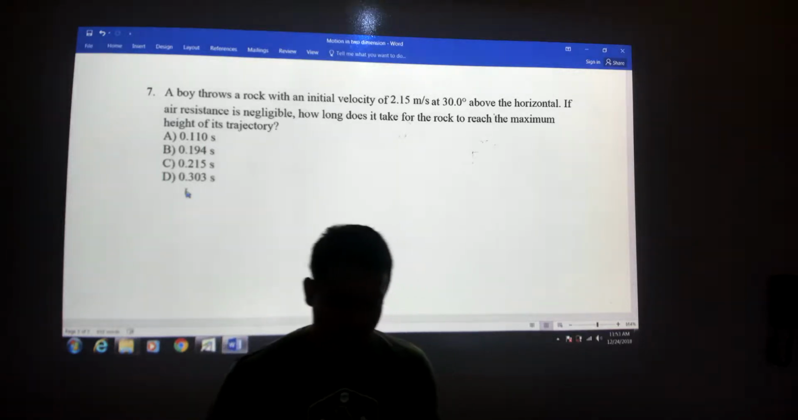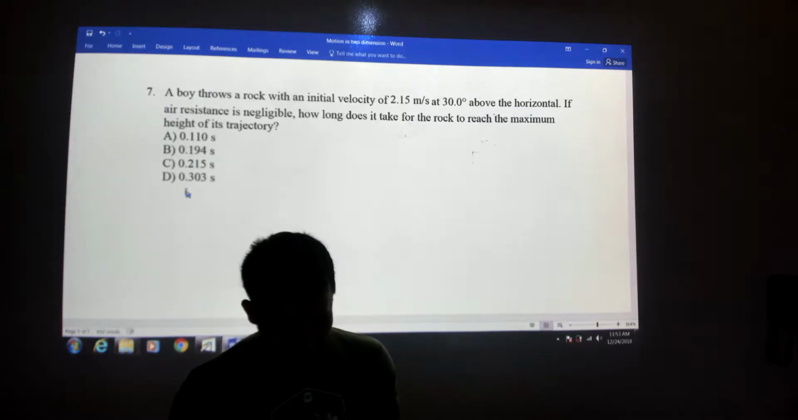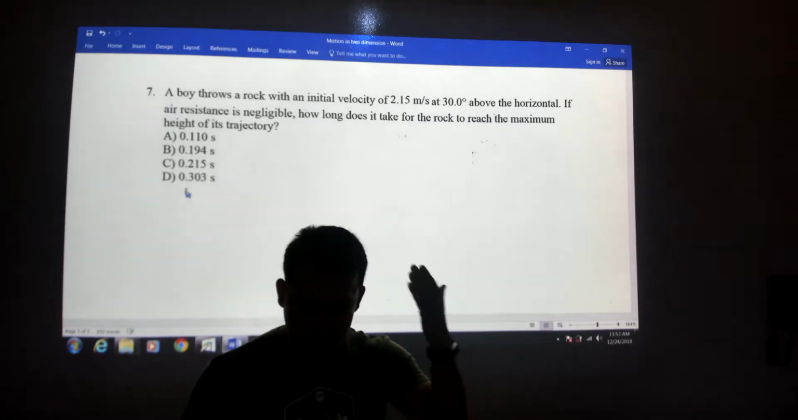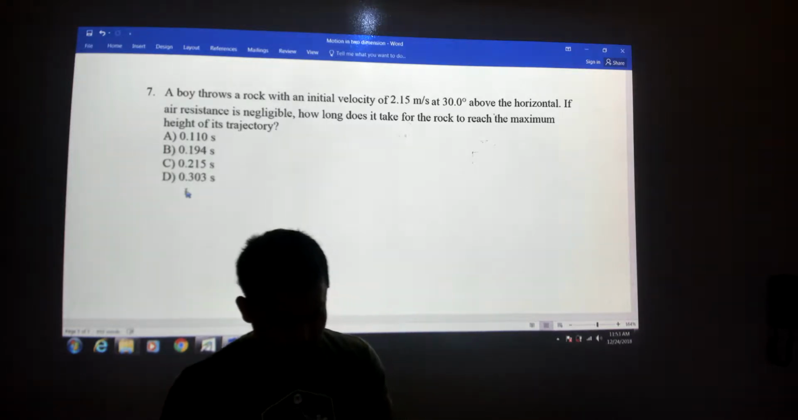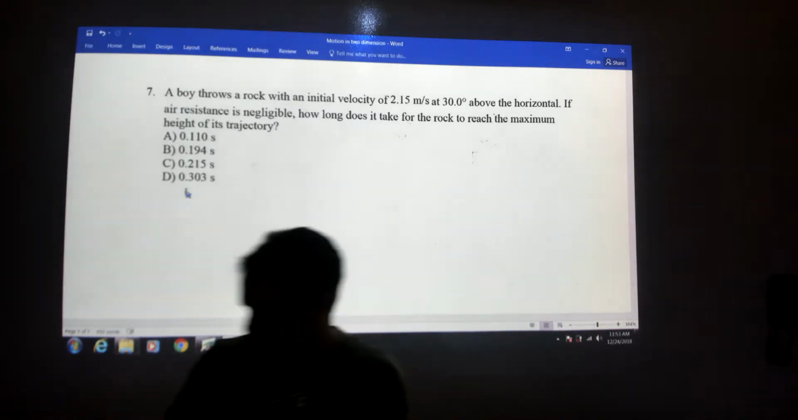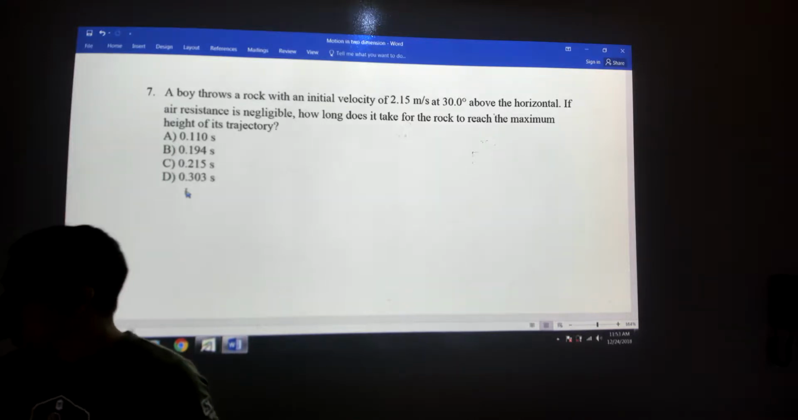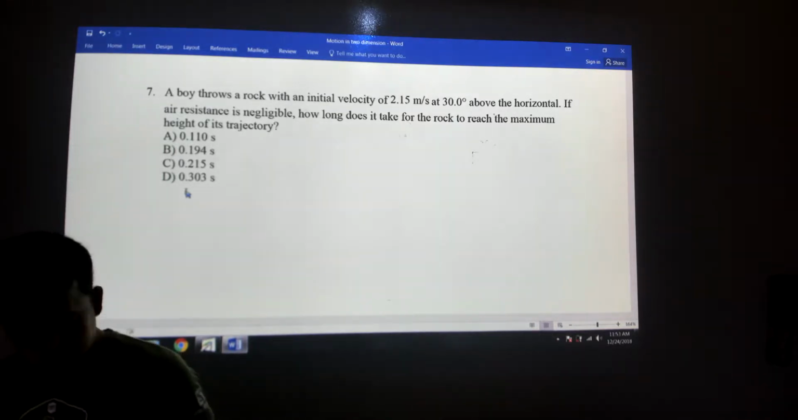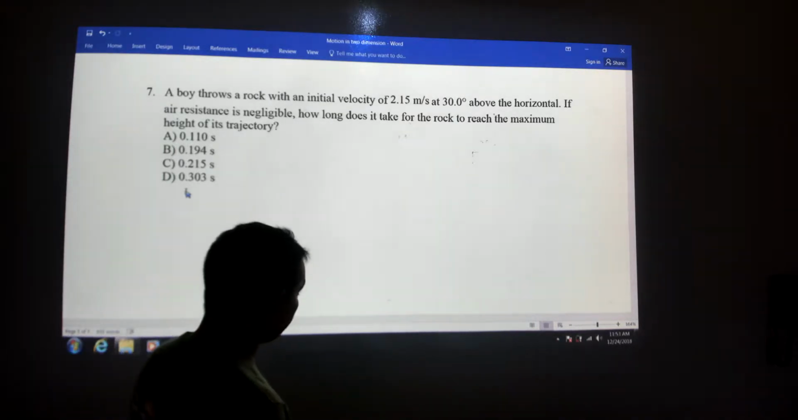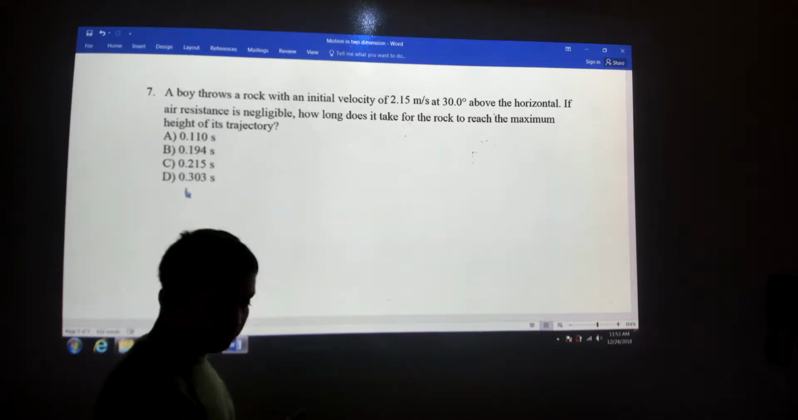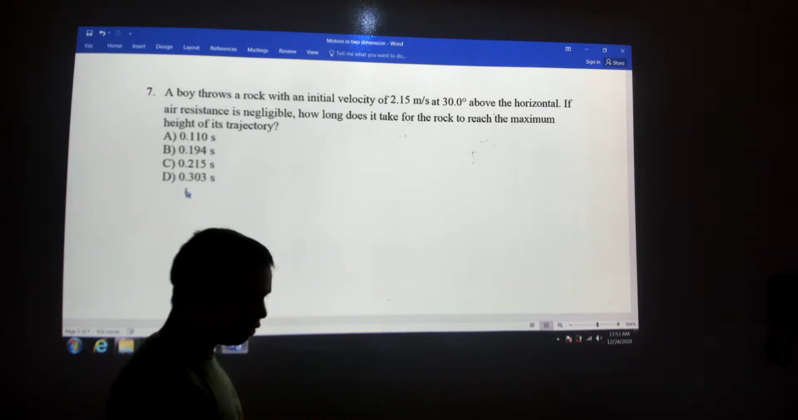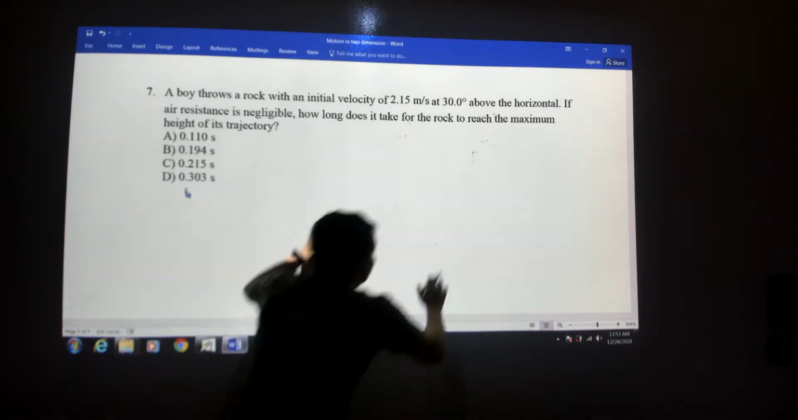In this problem, we're going to find out how long it takes for a projectile to reach the maximum height. This is a pretty straightforward problem. There are two ways of doing it. One is memorizing the formula, and the other way is just finding your own formula.